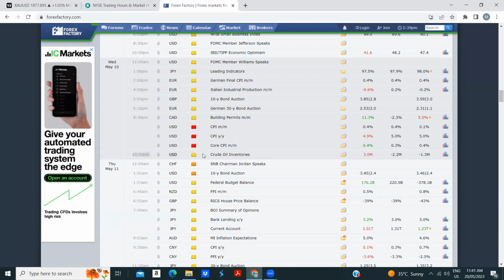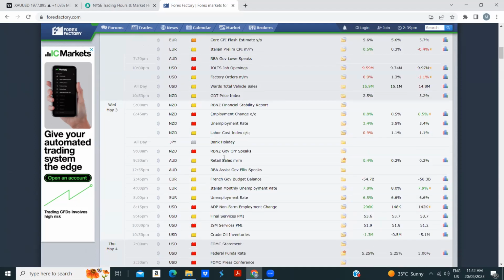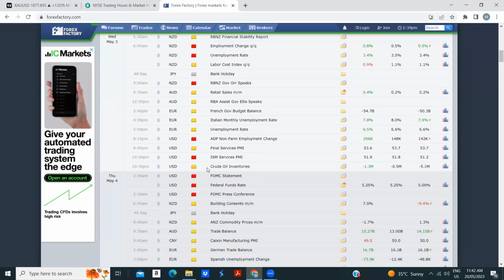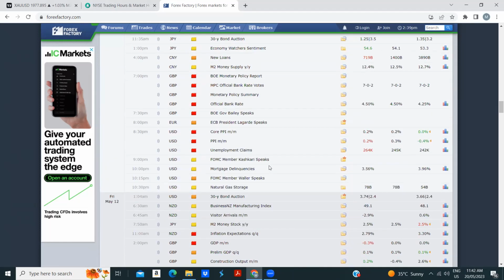Crude oil inventories, you can see. Did you notice one thing? Crude oil inventories will always come on every Wednesday. Understand? There's a pattern. On every Wednesday, there will be crude oil inventories news. Now, see the last Wednesday. The last Wednesday occurred here. You will see crude oil inventories. So there are some news that occurs on a specific time period every time. For example, crude oil inventories on every Wednesday.